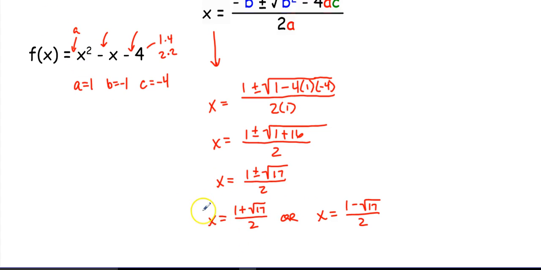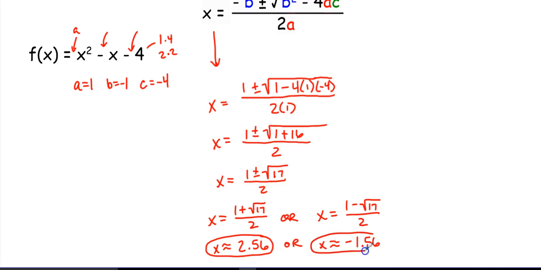So if we want an exact answer, we would just stop there. This is our exact answer. If you want a decimal approximation, you can do that. You can plug it into your calculator. Just be careful when you plug it into your calculator. This is going to be a rounded answer. So the first one, after I plug it into my calculator, I get about 2.56. So one of my roots is around 2.56, a little over 2.5. My other root, when I plug it into the calculator, is going to be about negative 1.56. So there are my two answers.